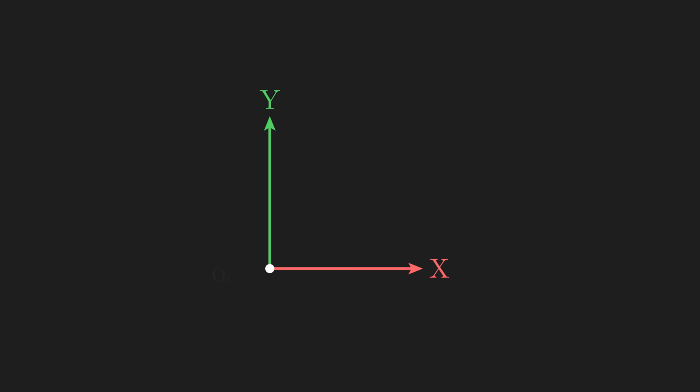The point 0, 0 is called the origin. The line y equals 0 is called the x-axis, and the line x equals 0 is called the y-axis.